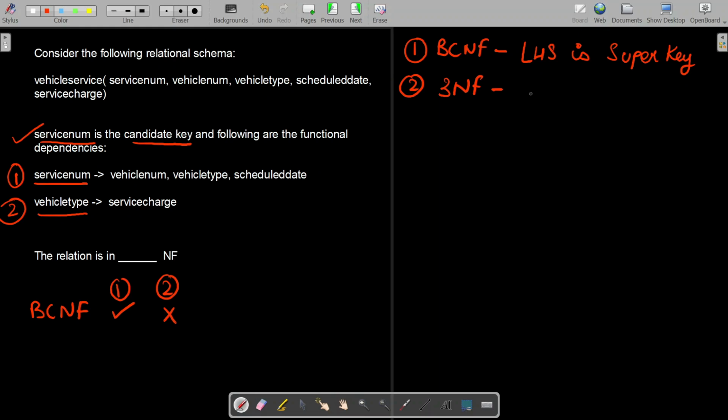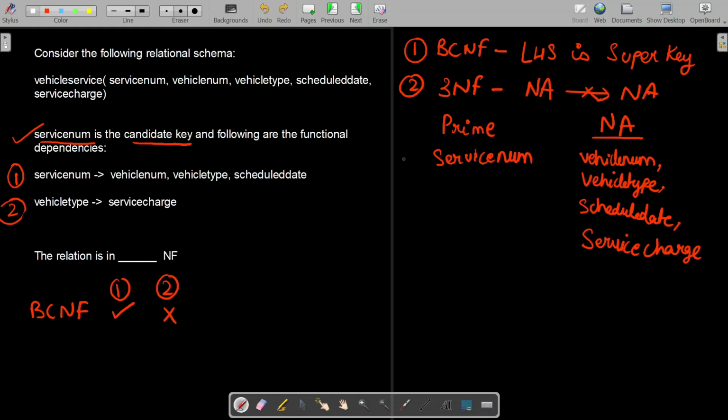Now let's check for 3NF if our relation is in 3NF or not. For 3NF, we know that there should be no transitive dependency. And by transitive dependency, we mean that no non-prime attribute should determine a non-prime attribute. So if a non-prime attribute determines a non-prime attribute, then that means we have a transitive dependency. So prime attributes are attributes that come in our candidate keys. If there were more candidate keys, then we would have more prime attributes. So here our prime attribute would be service num, and rest of the attributes will come under non-prime attributes. Now this is our prime attribute and all of these are non-prime attributes.